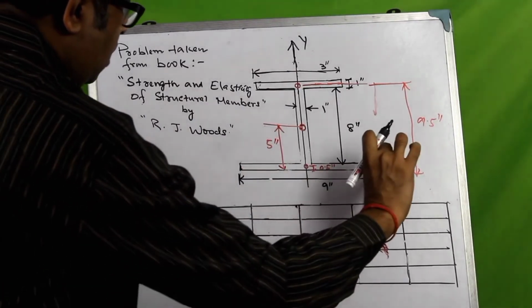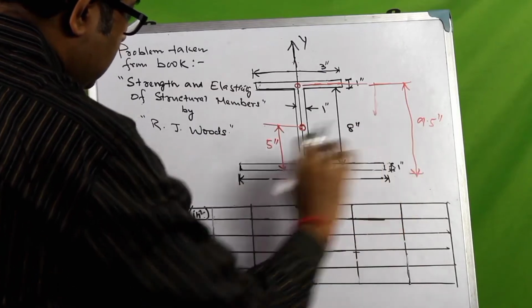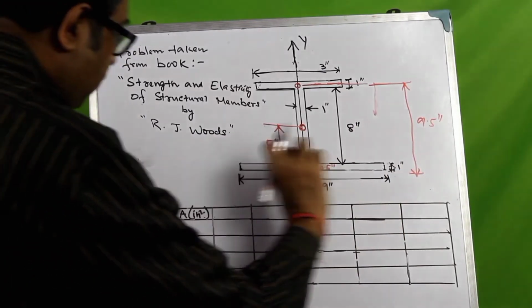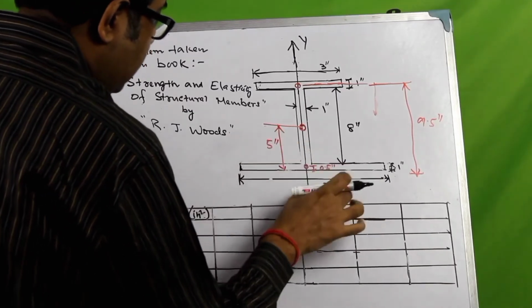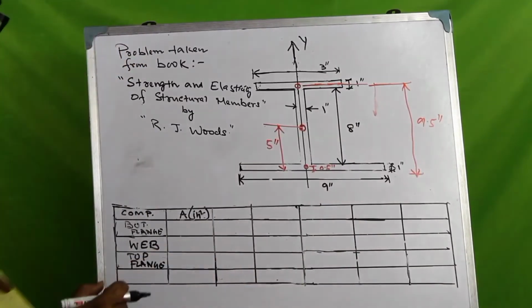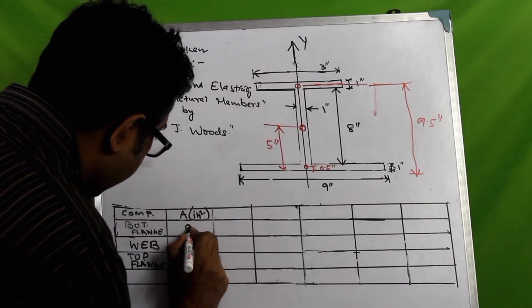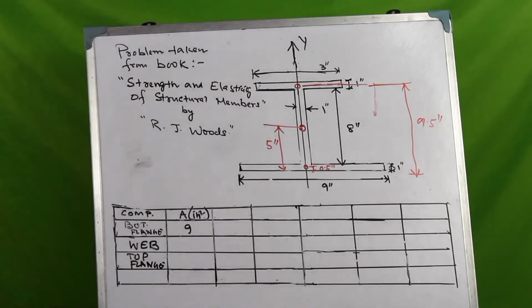9 inch wide, 1 inch in thickness. The bottom flange is a rectangular cross-section. So the area would be 9 inch into 1 inch, right? So that would be 9 square inches. So that is the area of the bottom flange.